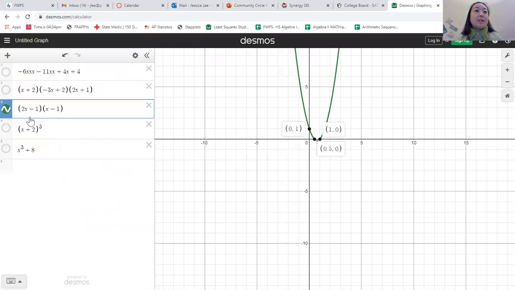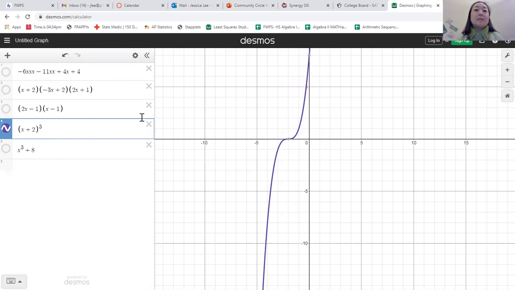But if you notice right here, do you see how it kind of looked like a parabola that was broken? So one of the arms was broken and went down like this. So this is right here at the root. This is our point of inflection right here.